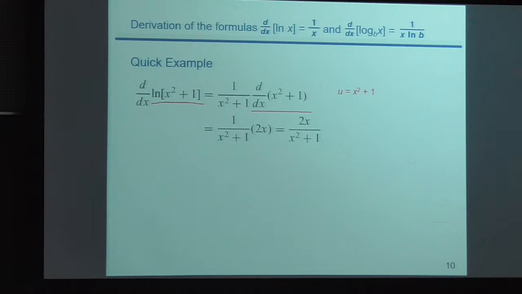Okay, so we can use the chain rule to find this derivative. And we wouldn't have any way to find this derivative other than using the chain rule. Okay, you need the chain rule. You need to say there's an outside function and an inside function. Okay?